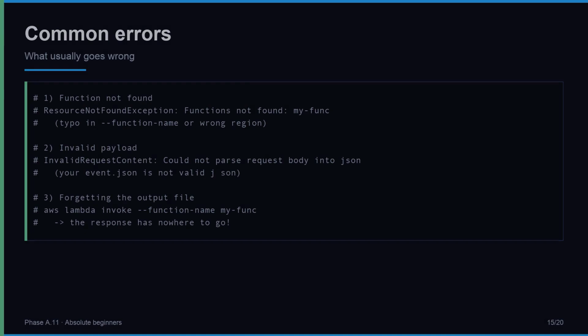Walk the cycle. Three errors come up often. First, function not found: you mistype the function name or you are in the wrong region. Second, invalid payload: your event.json has a JSON syntax error, like a missing comma. Third, forgetting the output file argument: without it, the invoke has nowhere to write the response and AWS refuses to run. Read the error slowly. The message tells you what is wrong.